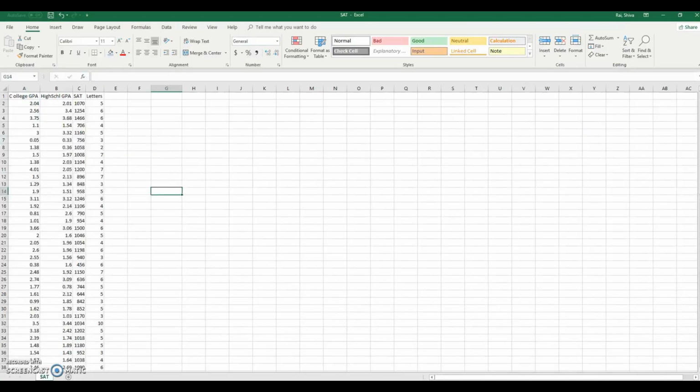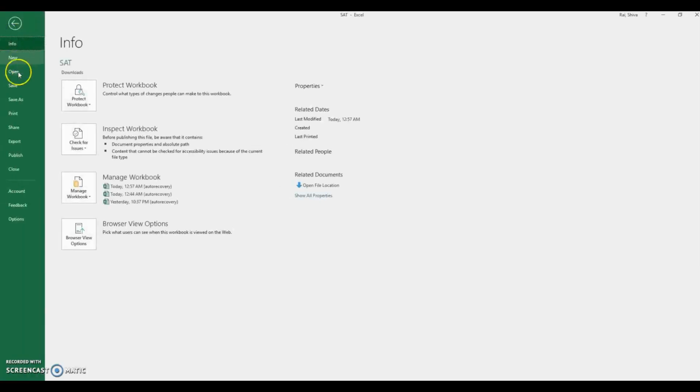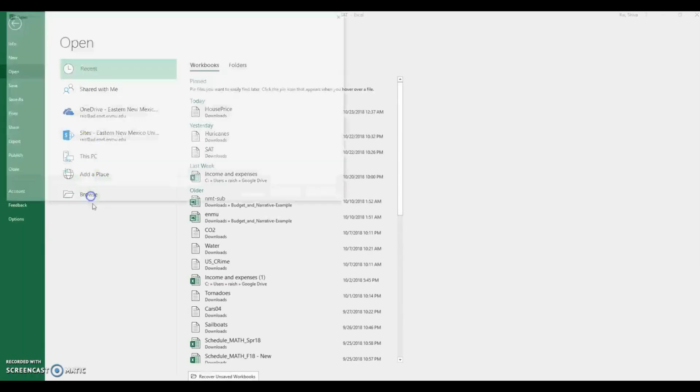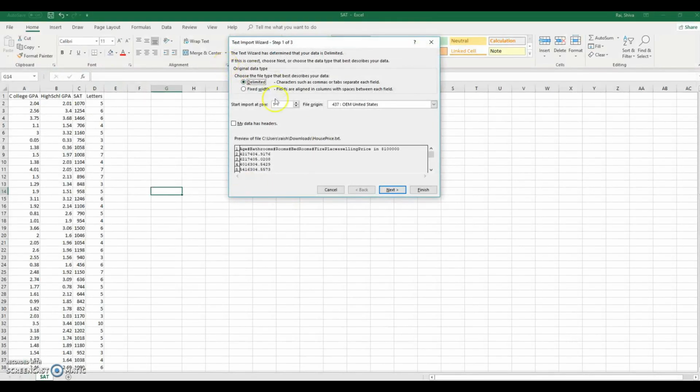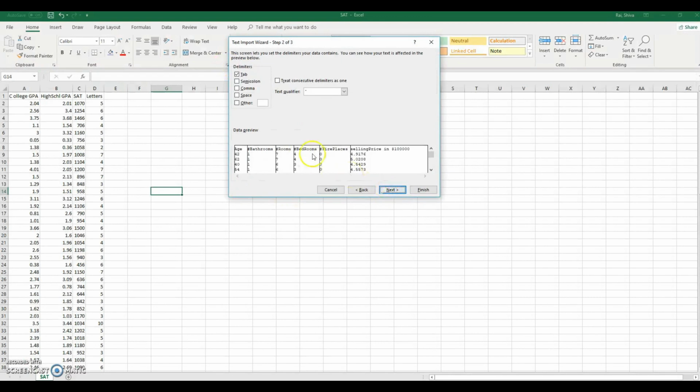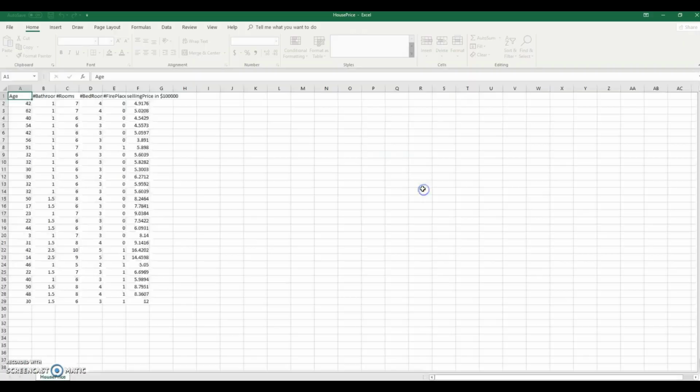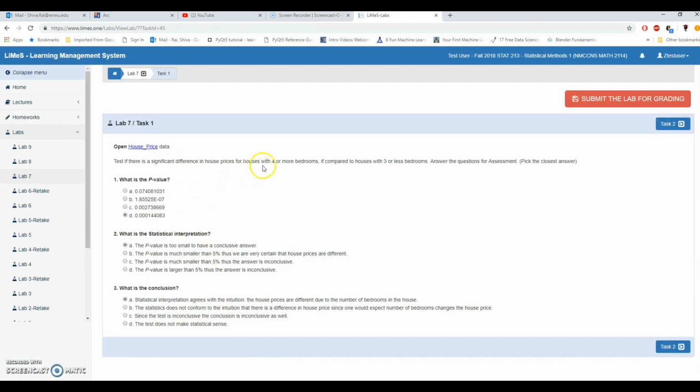Okay, so let's go to File, Open, Browse, and go for house price. Right, we have already done that. Okay, delimited, next. Everything looks good. Finish. It clearly says that we need to compare houses with 4 or more bedrooms with 3 or less bedrooms.